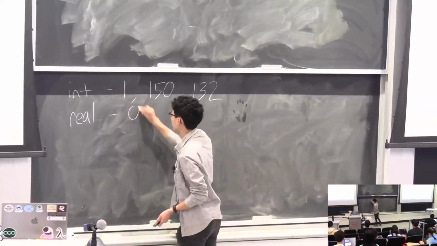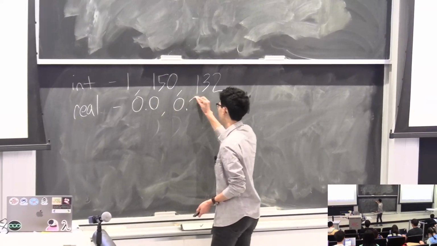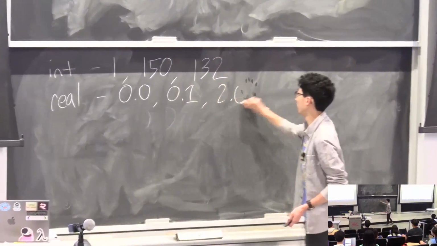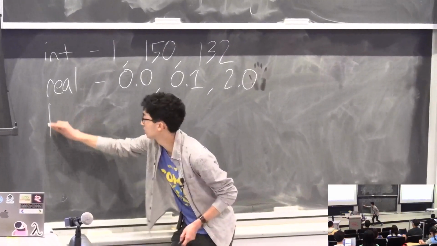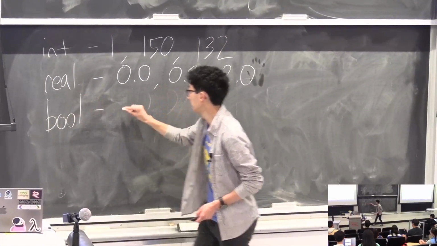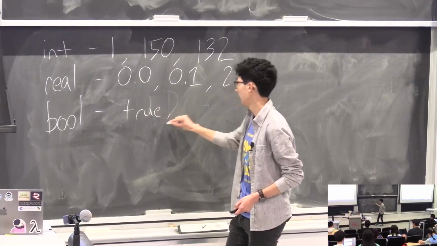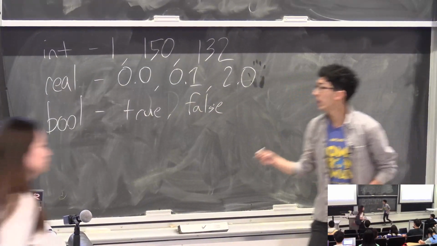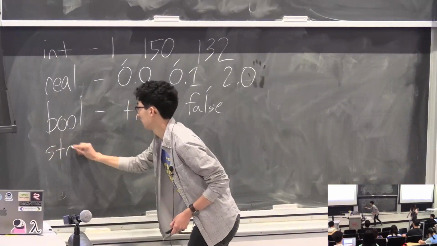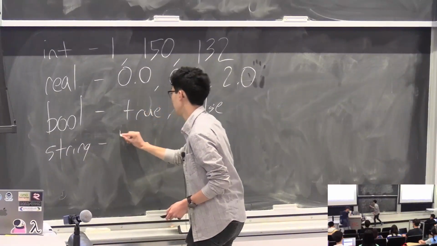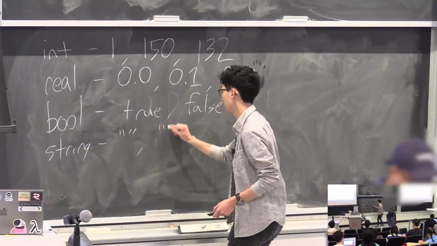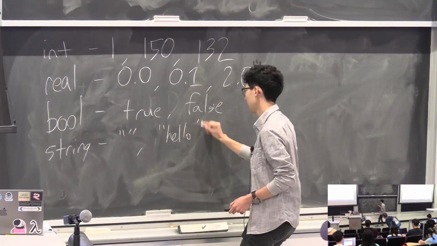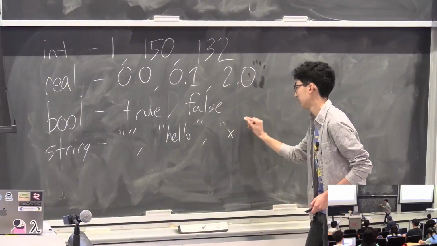So we have 0.0, 0.1, 2.0. We also have bool, which has precisely two values, which are true and false, right? This should not be unfamiliar. We have the type of strings, which has such strings as the empty string, hello, and, I don't know, x.